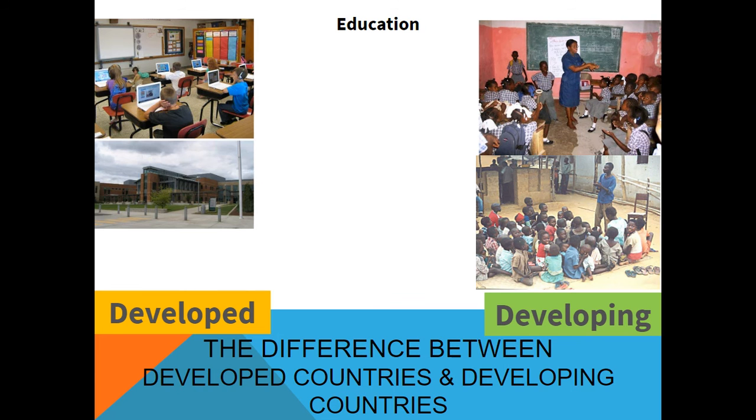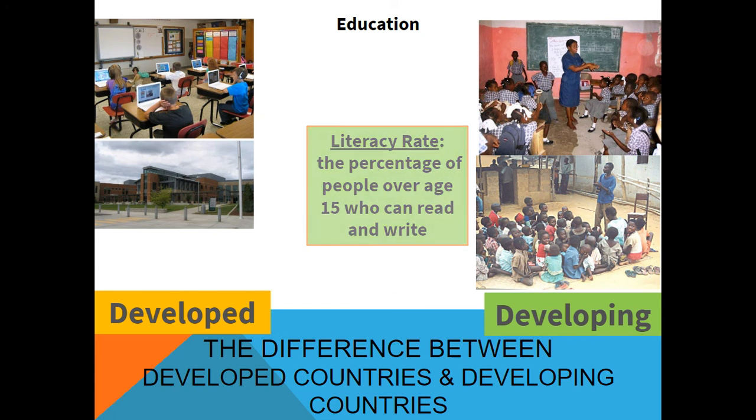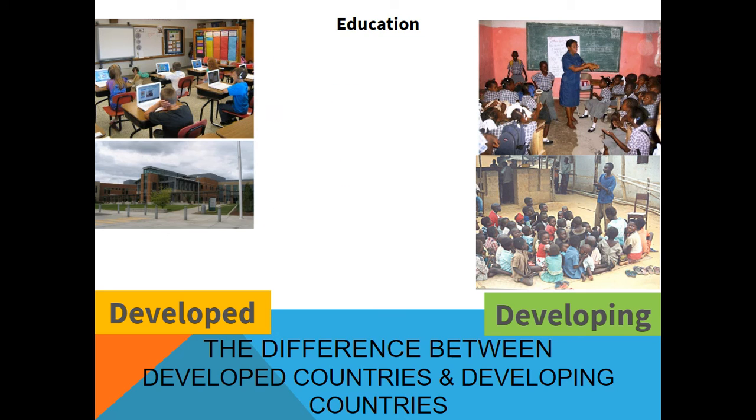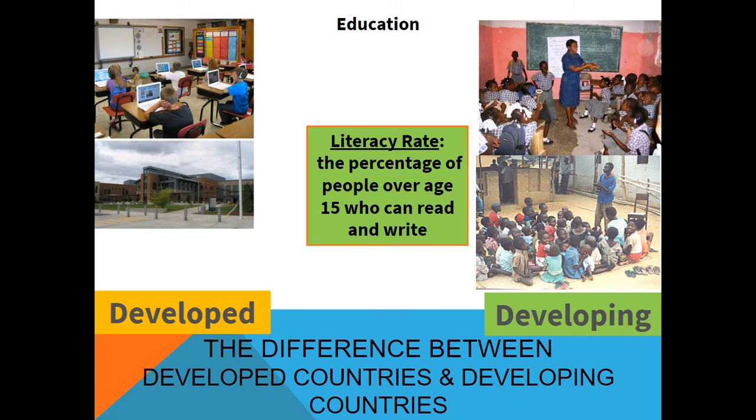All right. This will be the last slide. So education. Oh, let me go back there. All right. So one of the statistics that geographers use in education is something called the literacy rate. The literacy rate is the percentage of people who can read and write.